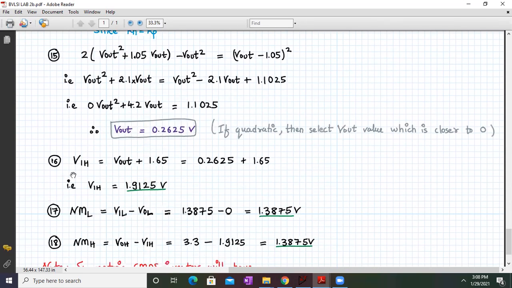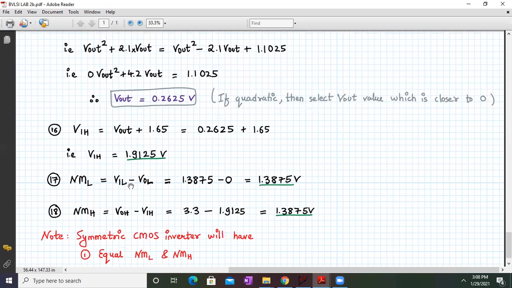Okay, and then you can calculate the value of VIH easily. VIH was V out plus 1.65, and you get the value directly. VIH is 1.9125. And again you will calculate the noise margins using the formulas VIL minus VOL and VOH minus VIH.